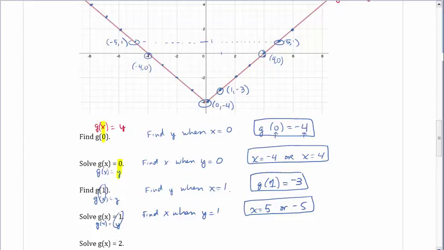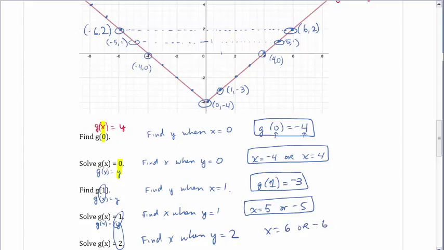And the last one, g of x equals 2, again, this is a y value. So this is saying find x when y equals 2. Again, if I come up here to y equals 2 and I read over on my graph, I've got 2 points where y is 2. One of them happens at x equals 6, and one of them happens at x equals -6. So that's how you either evaluate or solve functions from graphs and tables.